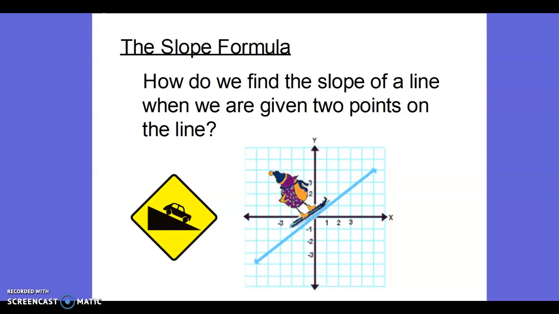We've learned in the past how to calculate the slope of a line by looking at the actual graph of the line. Today we're going to investigate how we find the slope of a line when we are given just 2 points that are on the line. And it's by using something called the slope formula.